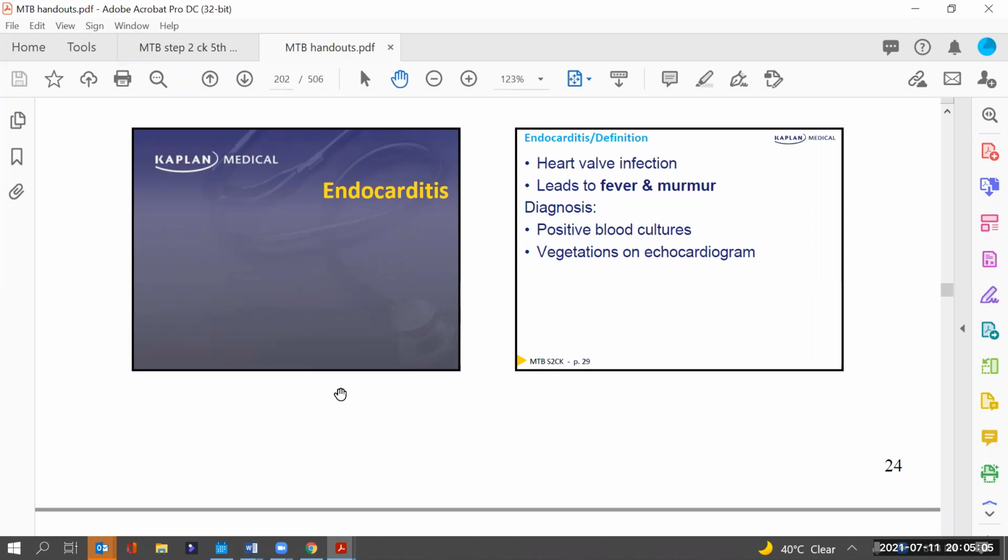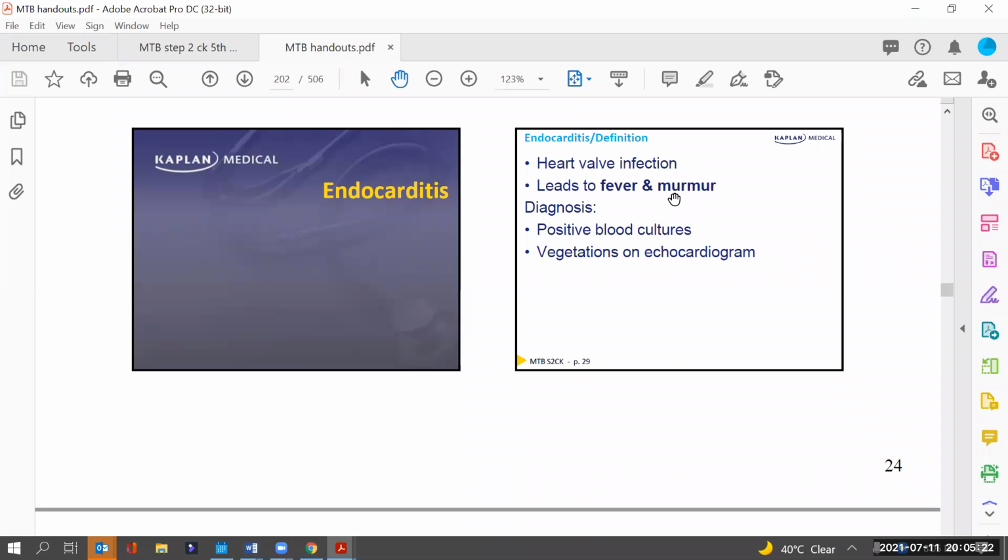And presentation. Whenever the question says fever and murmur, always think of endocarditis. So any question which says the patient is presenting with fever and a murmur, always think of endocarditis.